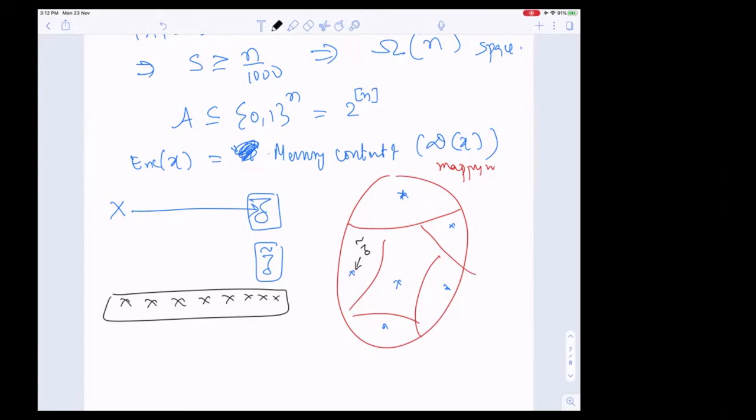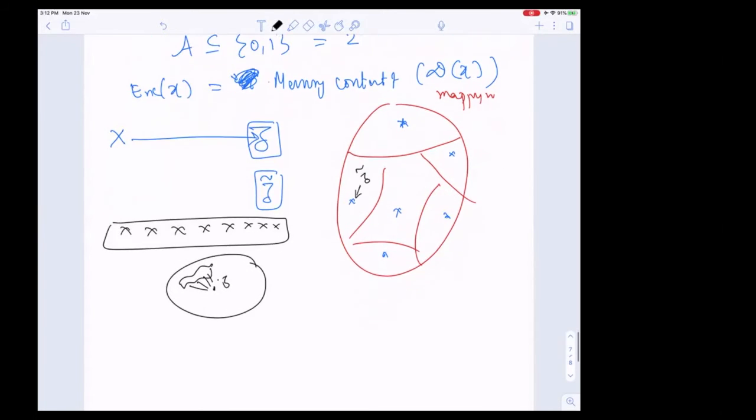I mean, it must be mapping this X, maybe not to a Z, but to a string which is close to Z, such that the Hamming distance between them is not too much. Okay, is not too far away from here. And this should remind you, in some sense, of error correcting codes.